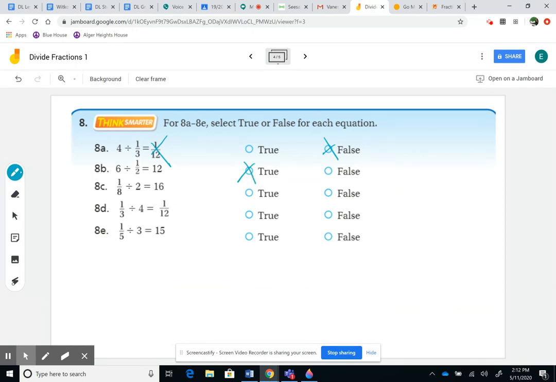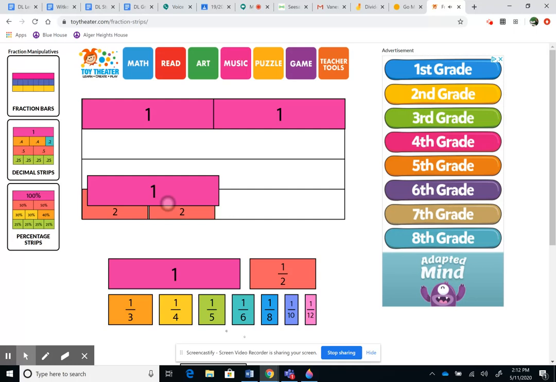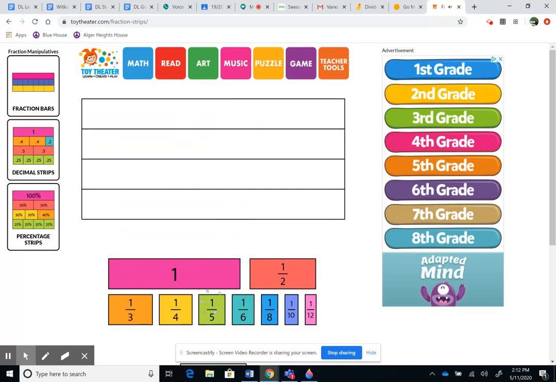Okay. Now what about 1/8 divided by 2? This is where we're going to take a 1/8 tile and we're going to split it into 2. So is that going to be 16? Well, let's go back here. I'm going to clear this off, and it said a 1/8 tile, and we need to split it into 2.